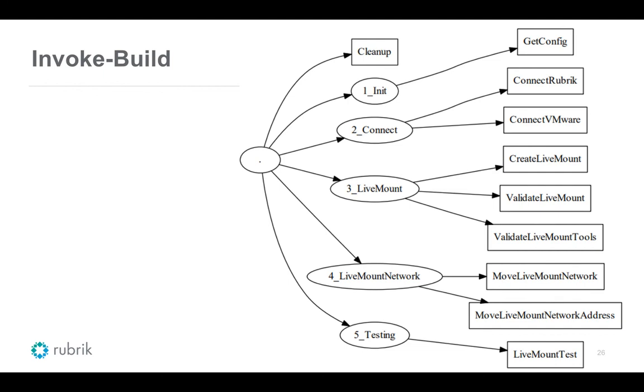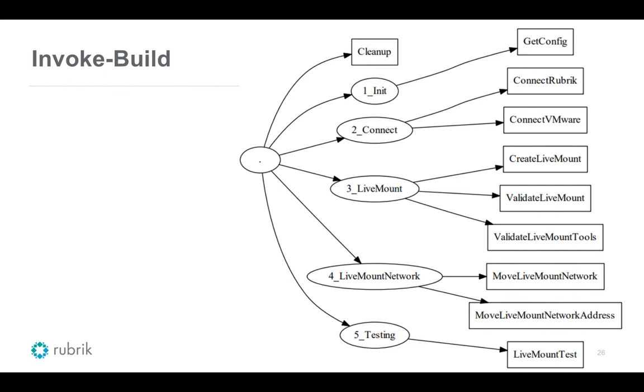So this is our Invoke Build workflow visualized. We're going to stage things. We're going to connect. We're going to mount. We're going to validate that things are working. And then we're going to change the network. We're going to actually do the test. Now, notice that cleanup up here is kind of hanging on its own, and that's because it's not specifically in any order. We can do it at any point. So the circles call code, whereas the squares in this case actually contain code.